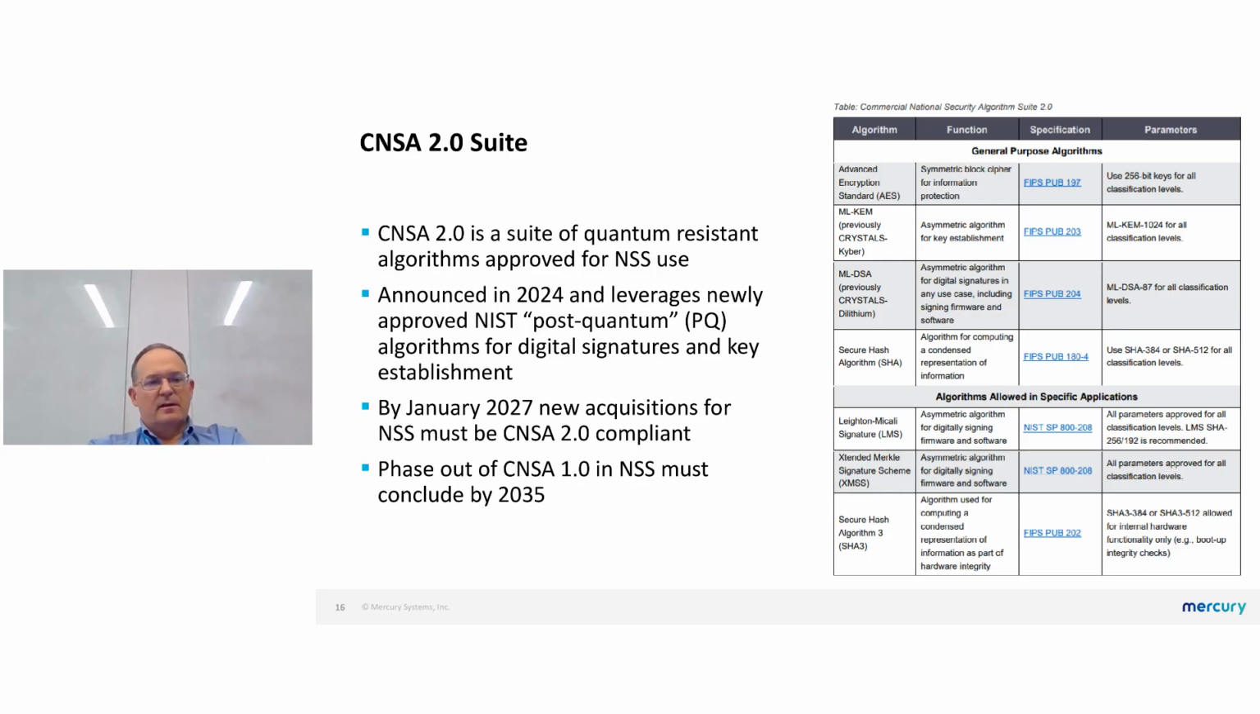There's a statement by the NSA that the expectation is by January 2027, new acquisitions that start at that point must be planned to be CNSA 2.0 compliant. And the expectation is the phase out of the CNSA 1.0 suite will be concluded by 2035. So obviously a decade is a long time, but for these kinds of systems, those kinds of lifetimes are not unusual compared to, say, commercial implementations that may turn over much more quickly.